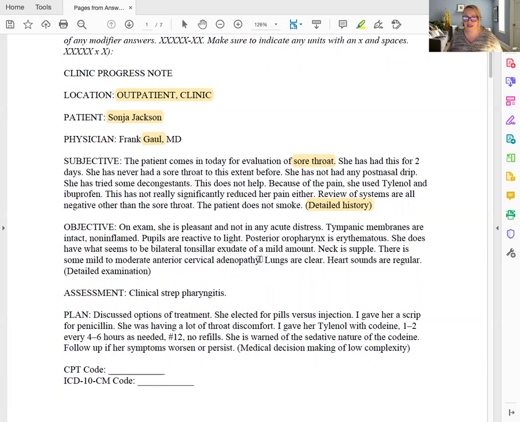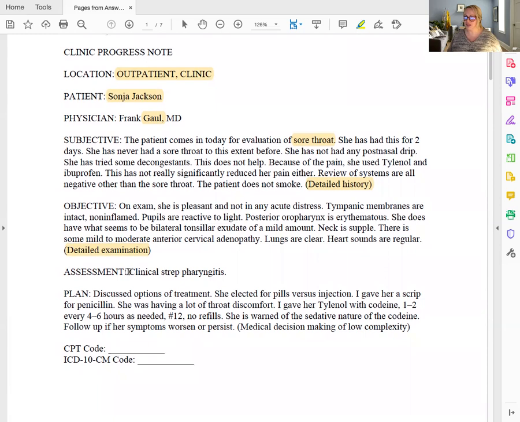That just simply means that there's a little bit of swelling in the cervical part of her adenoids, and the tonsils themselves have a little bit of gunk around them. They're a little gooey, doesn't look too great. Lungs are clear, heart sounds are regular. And so we have documented a detailed exam, which is appropriate per the provider's need.